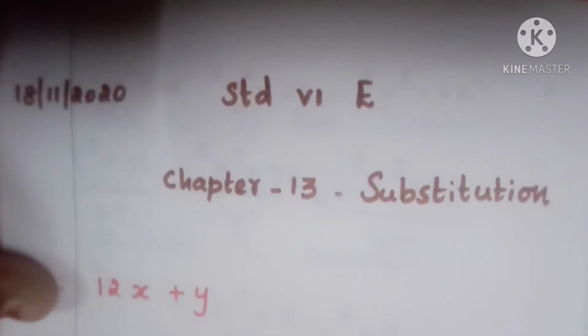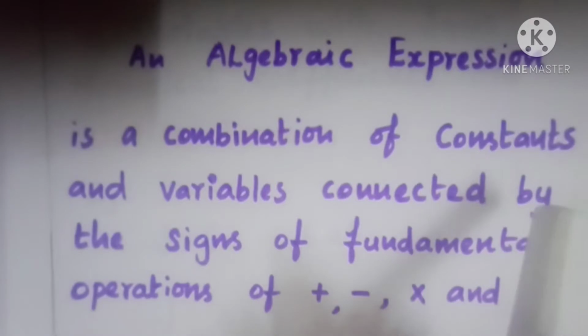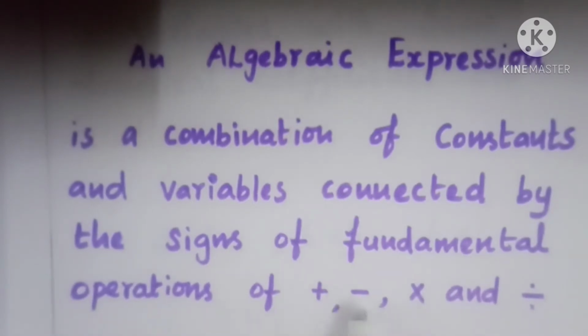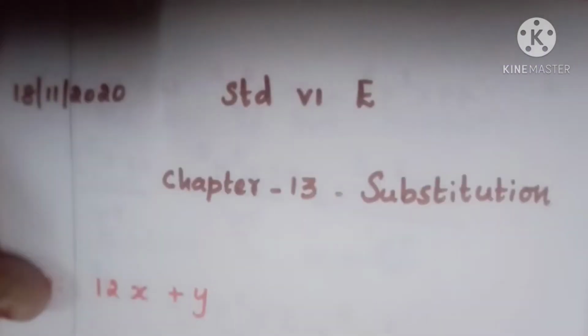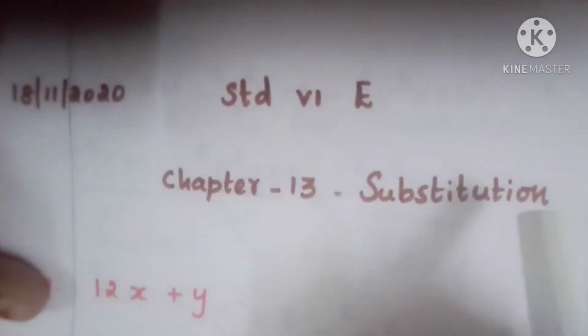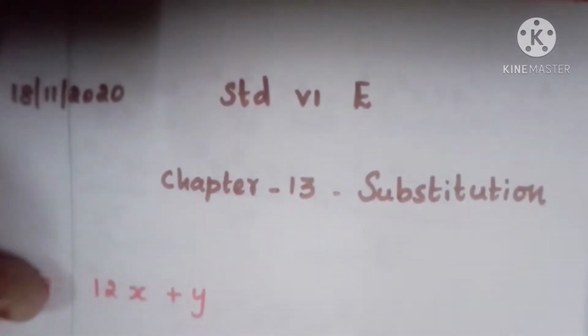12x plus y is an algebraic expression. An algebraic expression is nothing but a combination of constants and variables connected by the signs of fundamental operations of addition, subtraction, multiplication and division. Today let us learn chapter 13, Substitution. How to substitute the values in an expression.